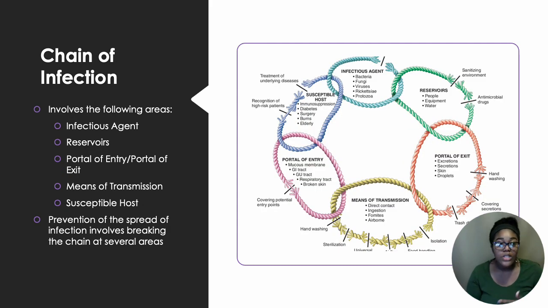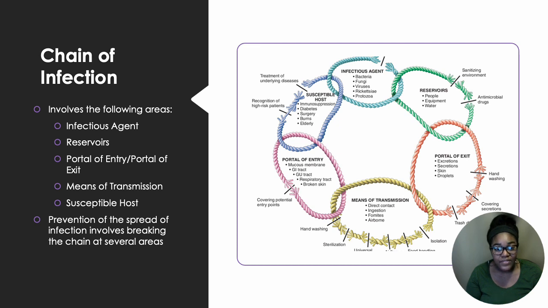So now we are talking about the chains of infection, and you'll notice that this is literally a cycle. So each one of these areas, the infectious agent, the reservoir, portal of entry and exit, means of transmission, and susceptible host, all of them must be complete in order for the chain of infection to be complete and ultimately cause an infection. So the best defense of the chain of infection is to break it at each chain.